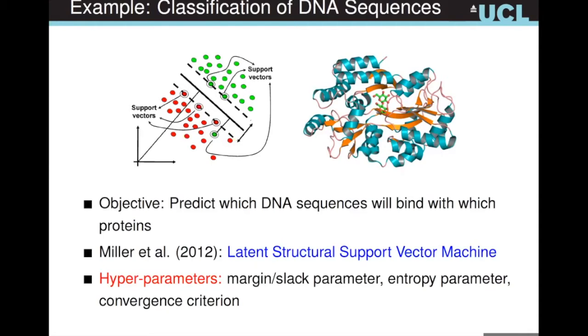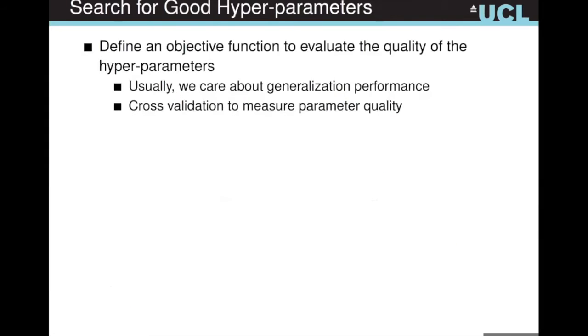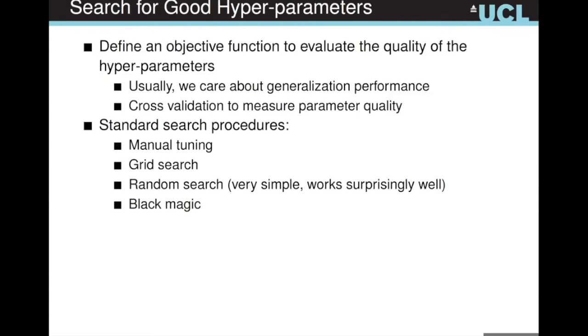So these are things that we need to set when we work with more complicated models on more interesting problems that we want to solve. And if we want to search for good hyperparameters or metaparameters, then we also need to define an objective function that evaluates the quality of these hyperparameters. Similar to what we had in linear regression, where we looked at RMSE values or log predictive densities, we could use cross-validation to measure the parameter quality. We can use cross-validation to get an idea of what the generalization performance is. And then we can use standard search procedures for these hyperparameters.